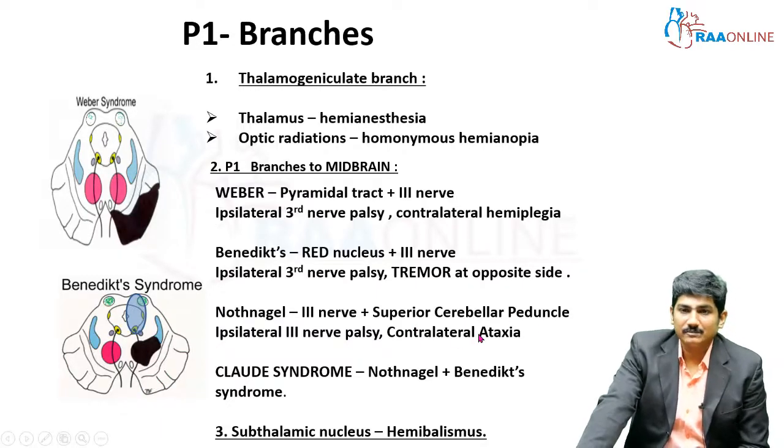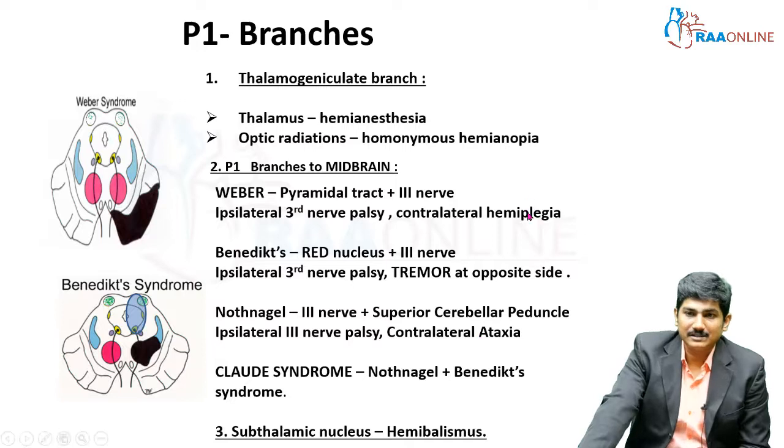Okay, so when your patient presents with contralateral hemiplegia and third nerve palsy, then you're handling a Weber patient. Tremor with third nerve palsy, it's Benedikt's. Superior cerebellar peduncle with third nerve is Nothnagel's. Claude's is Nothnagel's plus Benedikt's. And if it affects the subthalamic nucleus, it's hemiballismus.